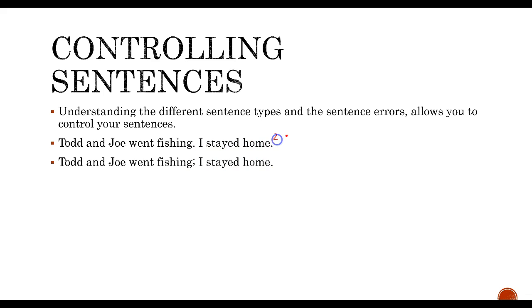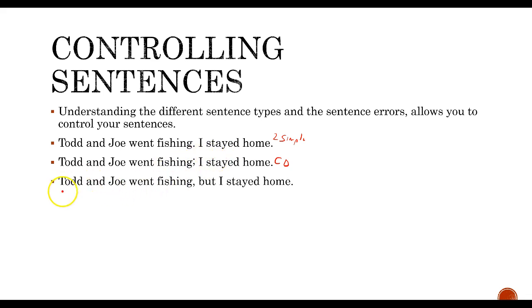And make it, instead of two simple sentences, in this case, a compound sentence. Todd and Joe went fishing, semicolon, I stayed home. It just gives us a way to connect those ideas. Maybe we don't want to have a short little sentence here because lots of short sentences sound choppy. So we have two ideas connected into one sentence.